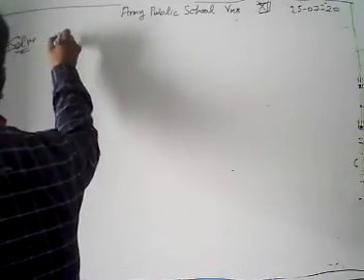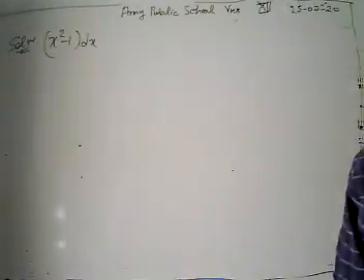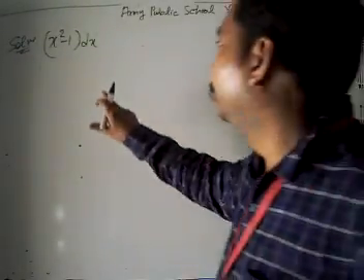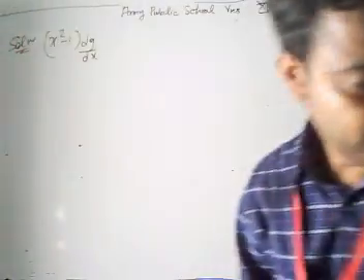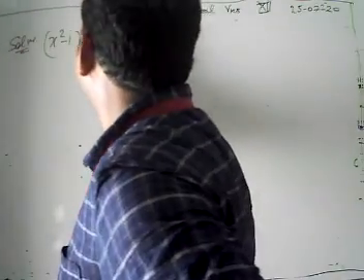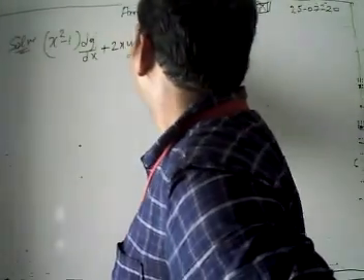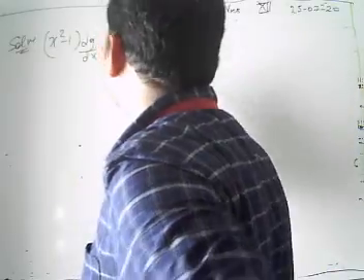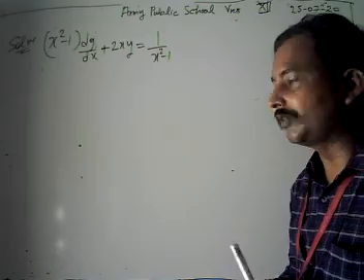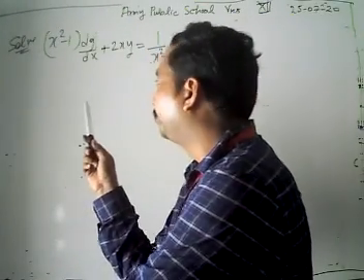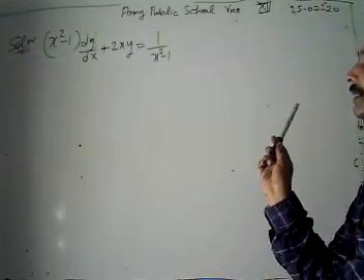We have to solve (x square minus 1) dy/dx plus 2xy equal to 1 upon x square minus 1. This is our last year board problem. We have to solve this differential equation. What is our differential equation? It's (x square minus 1) dy/dx plus 2xy equal to 1 upon x square minus 1.